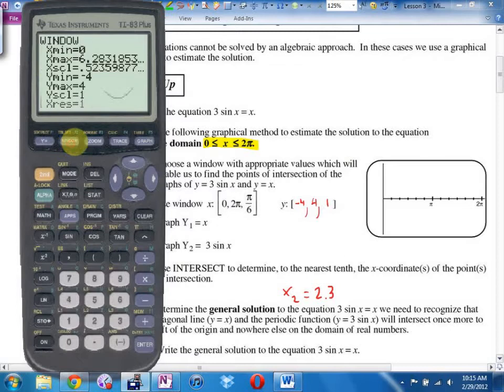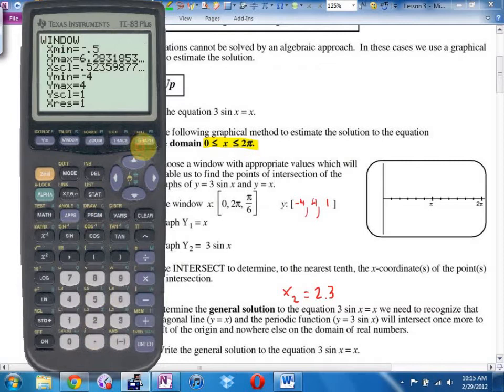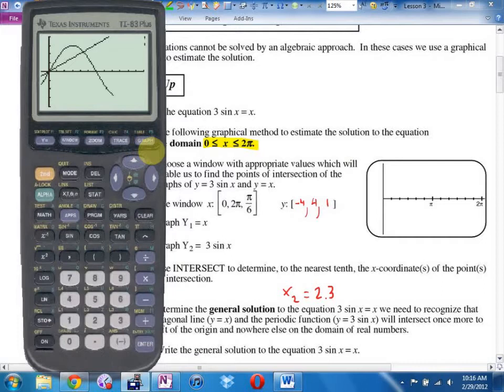Go back to view window. And let's move the whole graph to the left a bit. Instead of starting at 0, I'm going to start at -0.5. And hit graph. Well, now I can more specifically see for sure that it definitely does go through 0, 0.